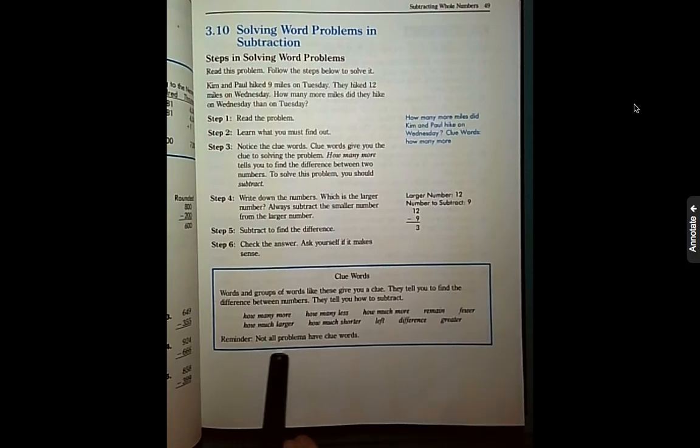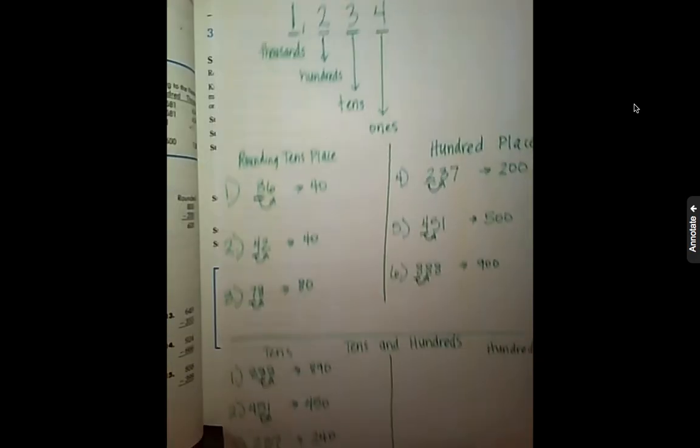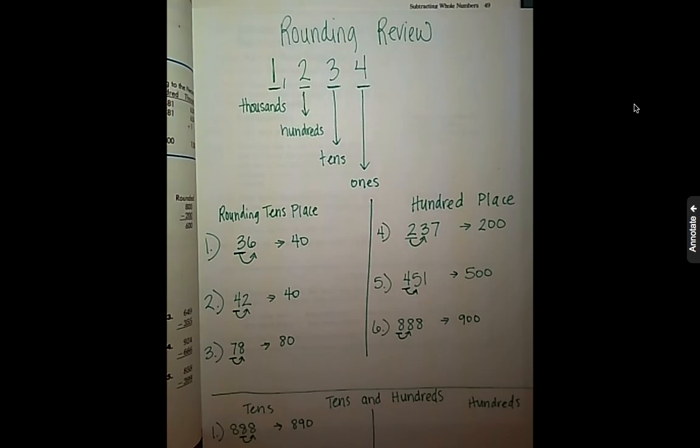So as a reminder, not all problems have clue words, but I want you to recognize these clue words. So on the Google form, there's going to be questions, there's going to be word problems, but you're just going to tell me what the clue word is so you know when to subtract in that problem. And then we're also going to be working on this rounding review in your Google form as well. I just want to make sure we're understanding this because this is very important, especially when we start talking more about money.